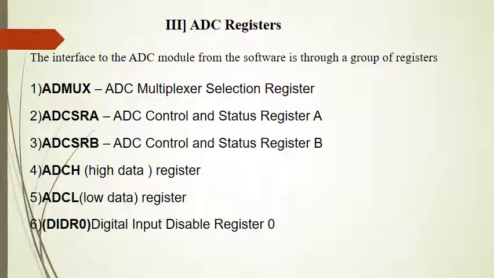So for ADC, we need to study six different types of registers. The first is the ADMUX register, which is a multiplexer selection register. Then next is ADC control and status register A. Third one is ADC control and status register B. Then come the ADC high data register and low data register, which are used for the storage of the 10-bit data, as we have discussed in the two slides before. And the last one is the digital input disable register. So we'll proceed with all the six registers one by one.